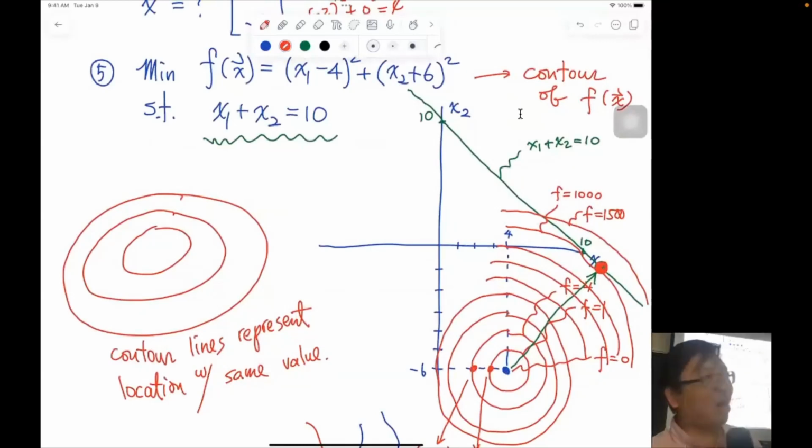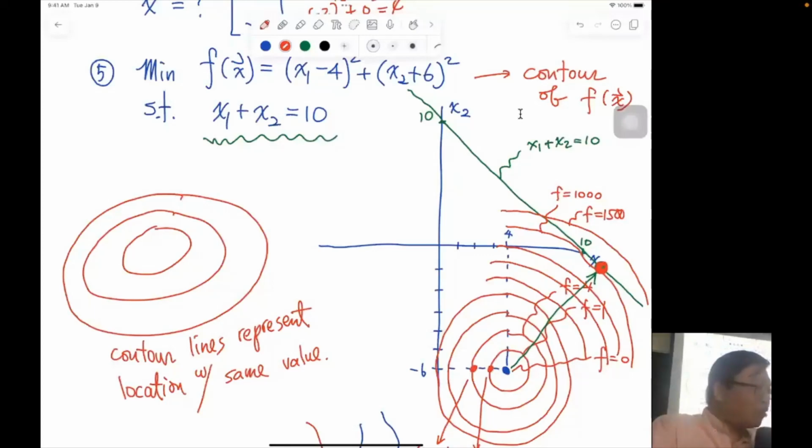Not every problem can be solved by this kind of graphical way. There is actually a mathematical way to solve this problem, but it requires a lot of mathematical derivation and solution process. And you may need to take my graduate course in order to understand this. So I'm not going to spend too much time on this, okay?